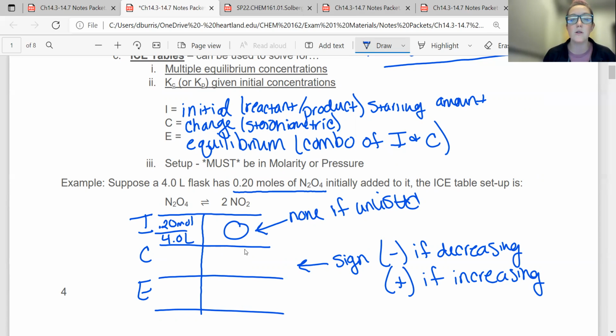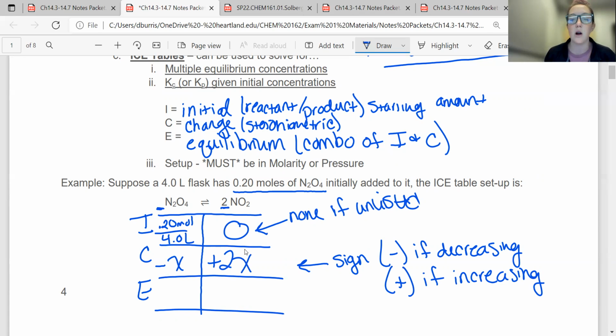So we actually know that the reactants, we're going to lose some, because some of them are going to be made into products. So most of the time, your reactants are negative and your products are positive, not always, and I'll talk about that later. Now, remember I said these are stoichiometric, so we need to take into account their coefficients. So this one changes by amount x, whatever that is, and this one will change by amount 2x because it has a coefficient of 2.